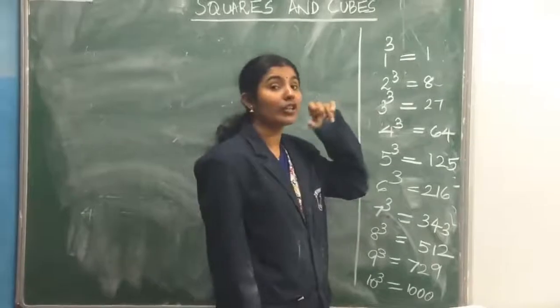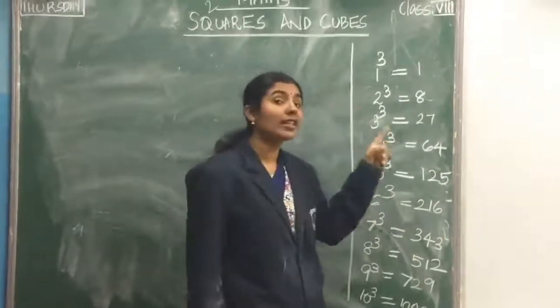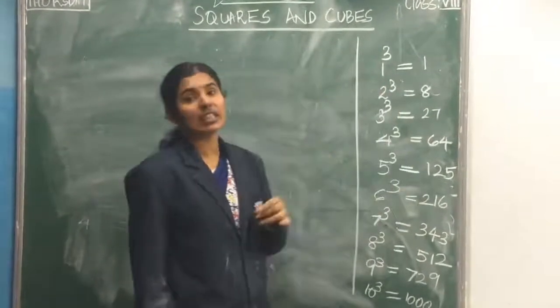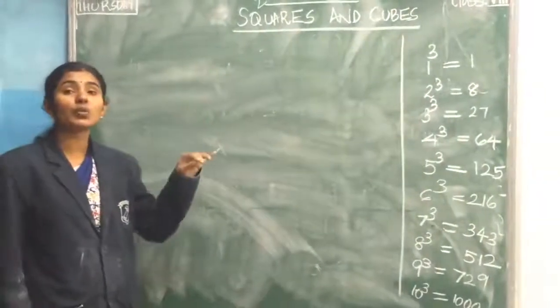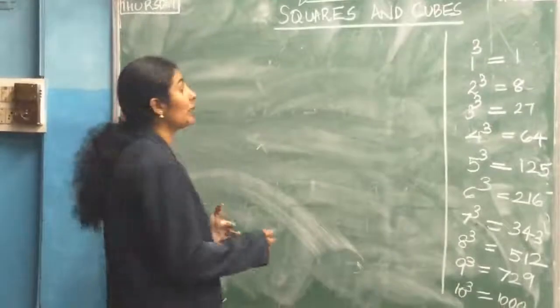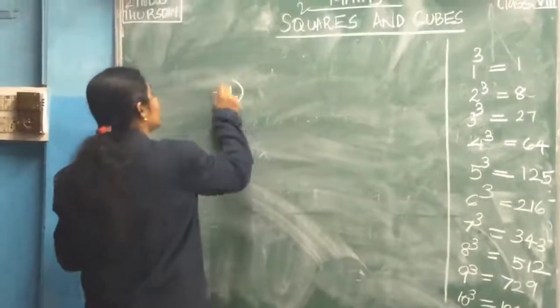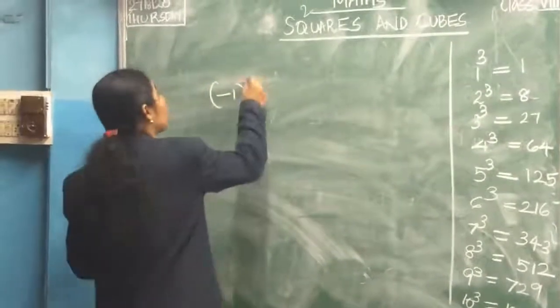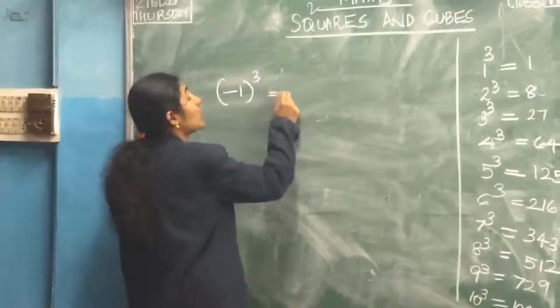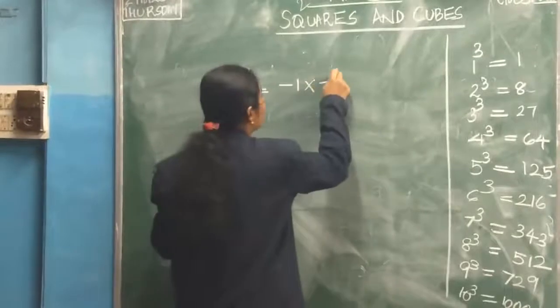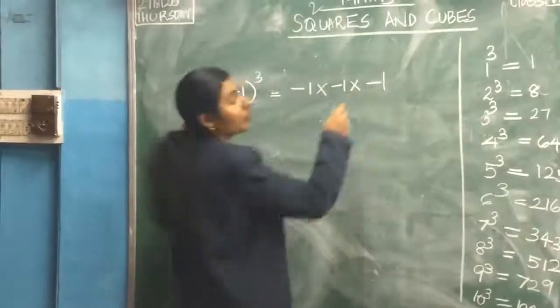Perfect cubes: when you are taking cubes, you should take the cubes of all positive integers. What will you take when you are taking the cubes of negative integers? For example, -1. You should take the cube of -1. What is -1 cube? You should multiply -1 three times.